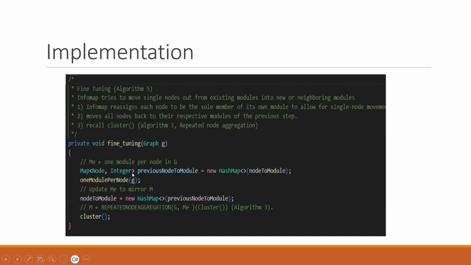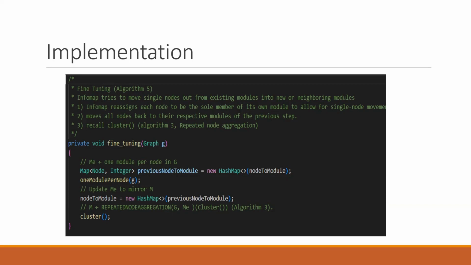The next step resets the node to module mapping back to the previous state after initializing an individual module for each node in step 1. This line restores the original module assignment, and at the end, this function is then called: cluster, which is algorithm 3, repeated node aggregation. The detail of the cluster function would be defined elsewhere in the code base.